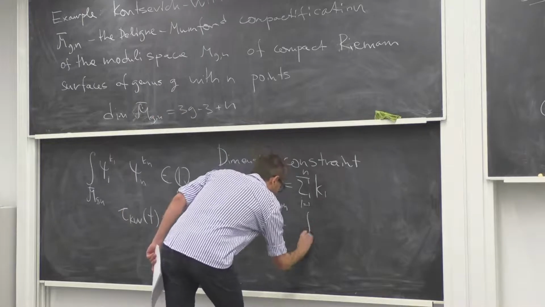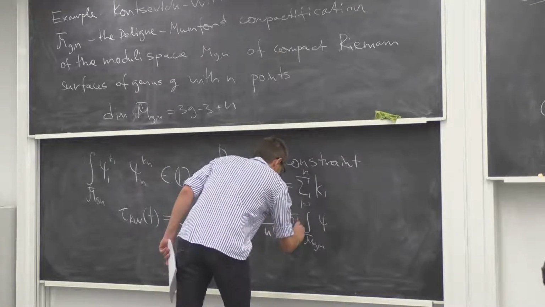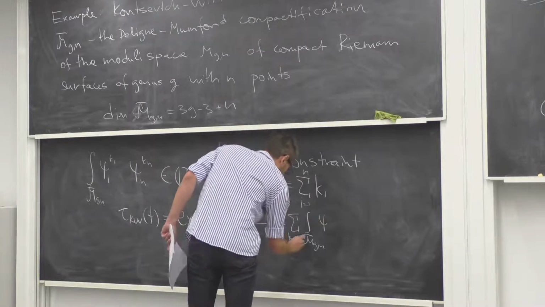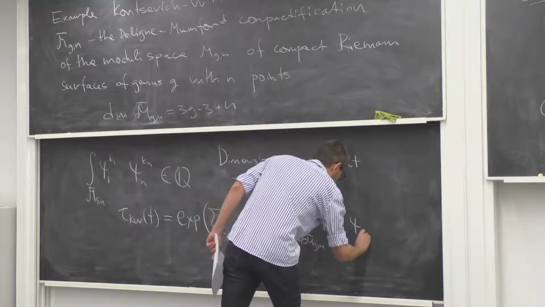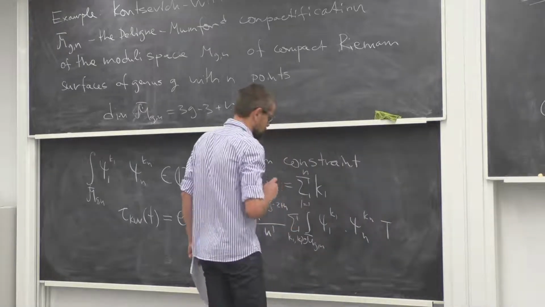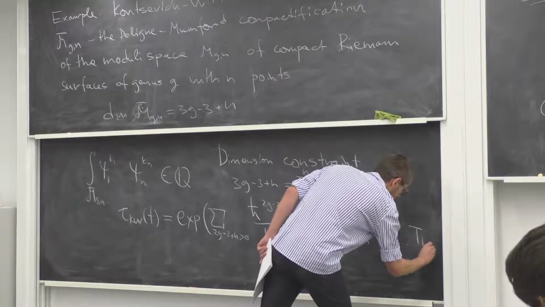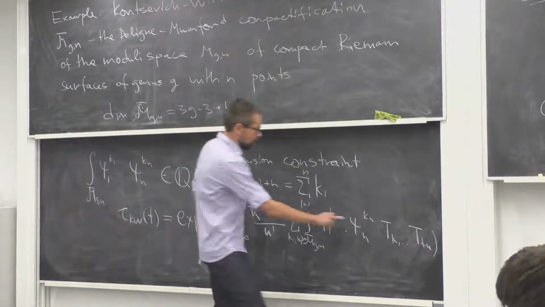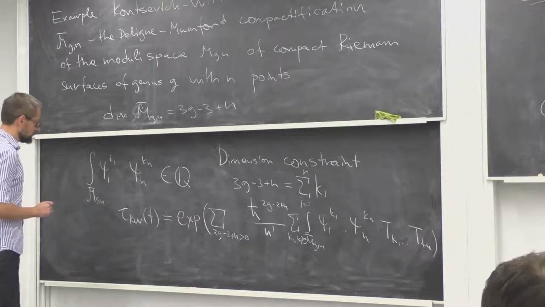And here we take the integral over M_{g,n}, summed over k_1 through k_n non-negative, of psi_1^{k_1} through psi_n^{k_n}, times the product of some formal variables T_{k_1} through T_{k_n}. Are the small t's the same as the big T's? Not exactly.